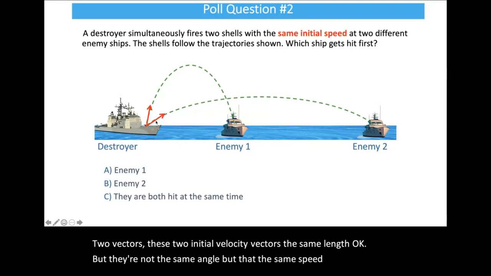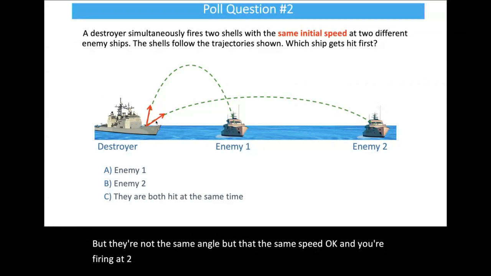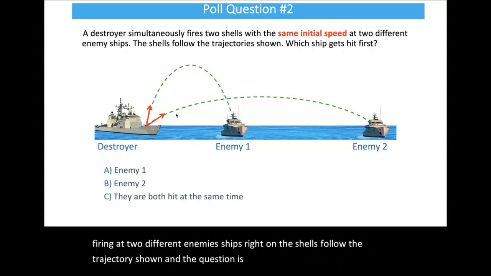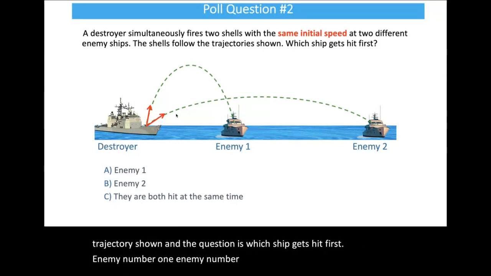And you're firing at 2 different enemy ships, right? The shells follow the trajectories shown, and the question is, which ship gets hit first? Enemy number 1, enemy number 2, or they are both hit at the same time?